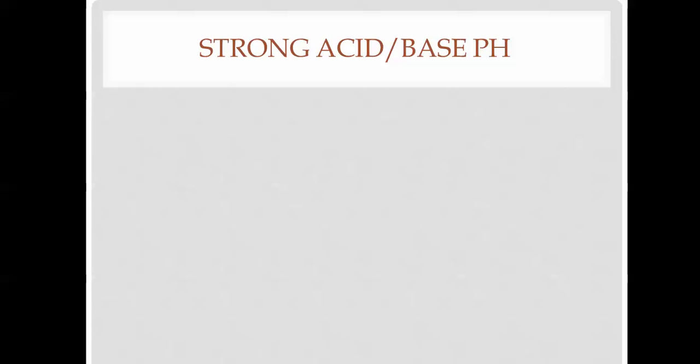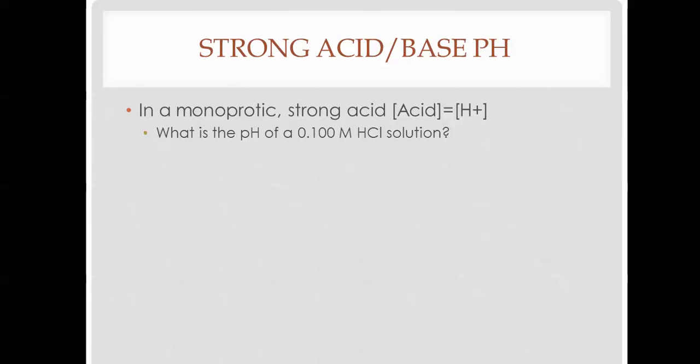Now let's talk about pHs of strong acids and strong bases. Strong acids and bases completely ionize in water, as we've talked about in class. In a monoprotic, 1 proton, 1 hydrogen, strong acid, the concentration of the acid equals the concentration of H+. Goes back to that slide I showed earlier. So what is the pH of a 1 molar HCl solution? Well, when HCl ionizes in water, it's going to break apart into a hydrogen ion and a chloride ion, and the concentration of HCl is always going to be the same as the concentration of the hydrogen ions.